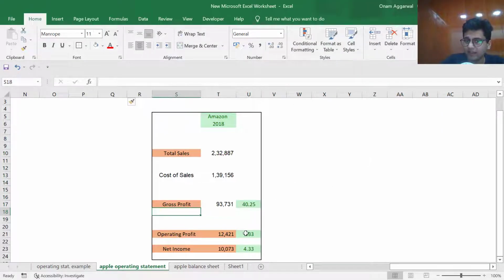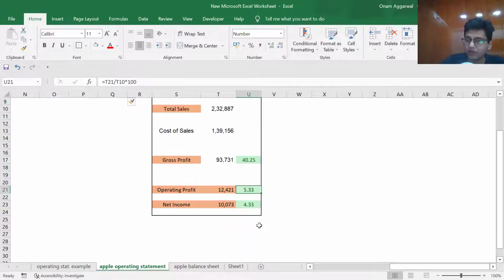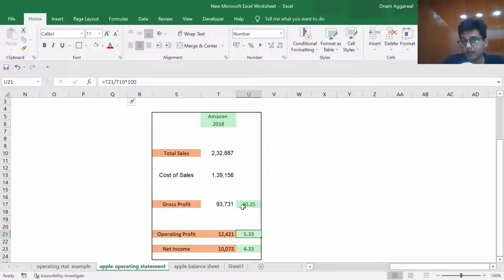And this can be seen in our operating profit margin. Amazon is only having an operating profit margin of 5% as compared to the Apple operating margin of more than 30%. Accordingly, after that operating profit, after it has debt also, and after paying that debt, its net income margin is only 4.33%. Now, obviously, this was in 2018.